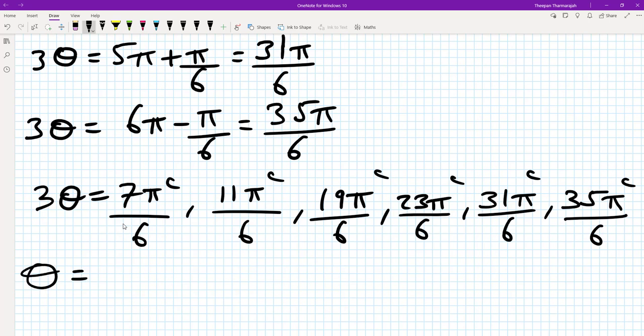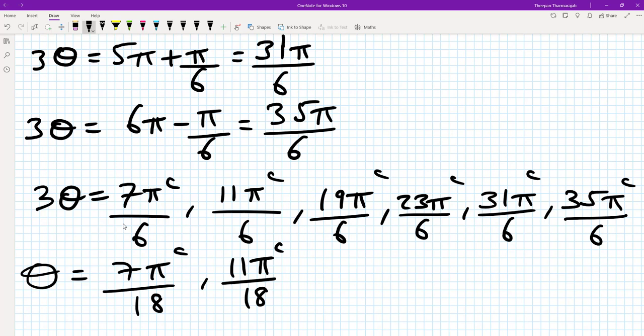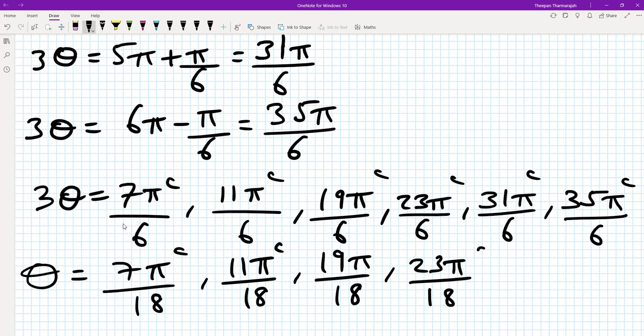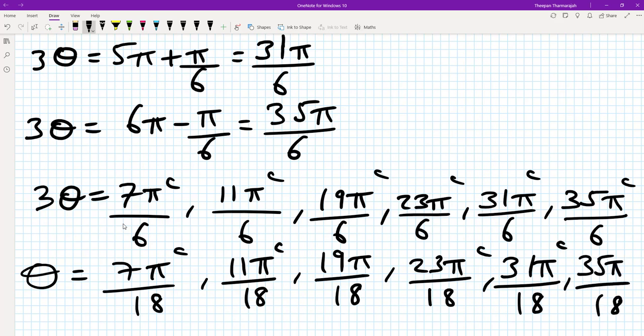And then to find theta, we just divide everything by 3, so we get 7 pi over 18 radians, followed by 11 pi over 18 radians, followed by 19 pi over 18 radians, 23 pi over 18 radians, 31 pi over 18 radians, 35 pi over 18 radians. So these are our solutions.